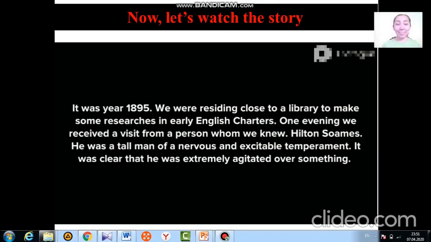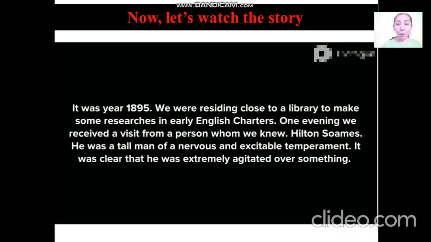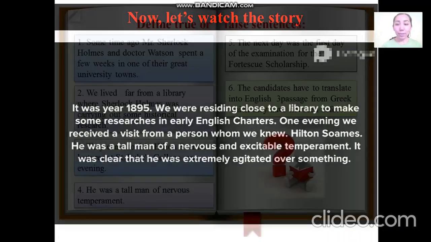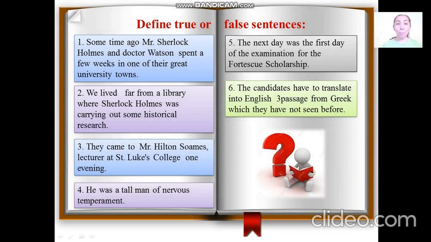Okay, students, did you like the story? Have you understood? Okay, now let's check your understanding. How well did you understand the text? Let's do some exercises. In this exercise, I'm going to read some sentences from the text and you have to say, is this sentence true or false?